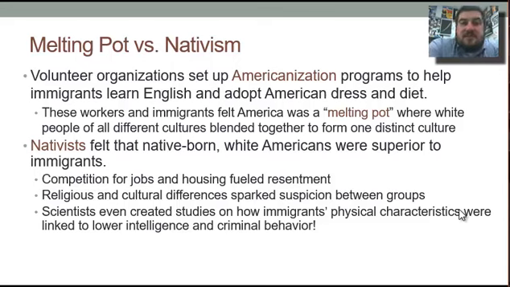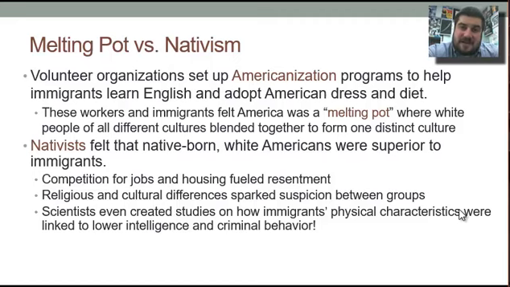And speaking of white versus not white, volunteer organizations run by settlement houses in these cities they're moving to set up Americanization programs to help these people learn English and adopt American customs. So these workers and immigrants felt America is a melting pot, which means that white people of all different cultures blend together to form one distinct culture. And notice I said white people. They're not accepting blacks or Asians or other non-white people.